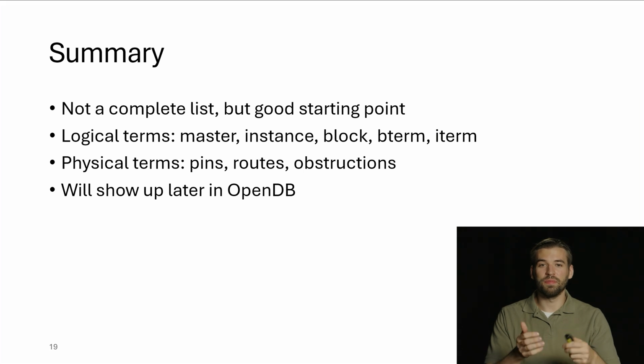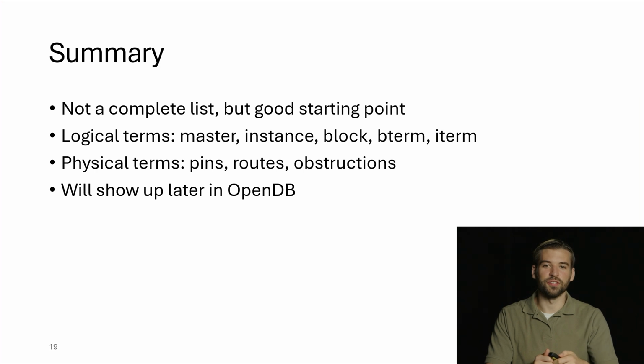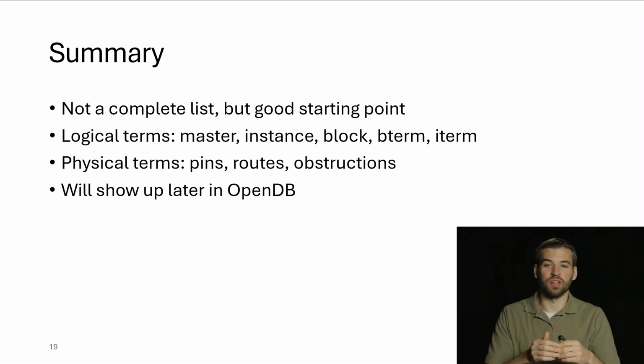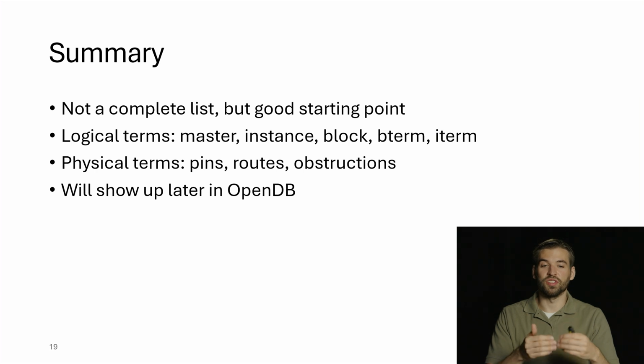And with that, we wrap up the most important terms to describe circuits. I want to note that this is definitely not a complete list, but it does serve as a good starting point. We will also cover more details in some of the following lectures. So to summarize, we covered many important terms to describe a circuit, both from a logical view and a physical view. We covered logical terms such as masters, instances, blocks, B terms, and I terms. We also covered physical terms, including pins, routes, and obstructions. All of these terms will be showing up when we look at the structure of our database, so it's important to understand them now, and hopefully later when we discuss the OpenDB API, it will become more clear why these distinctions exist.